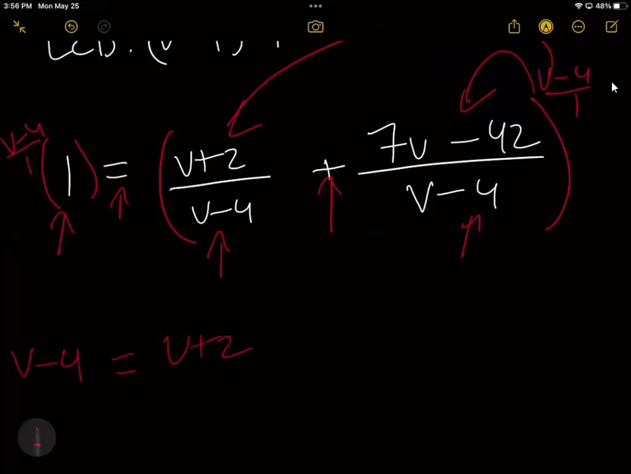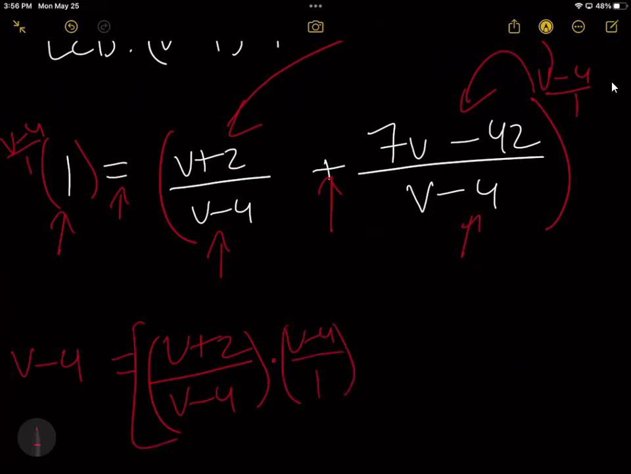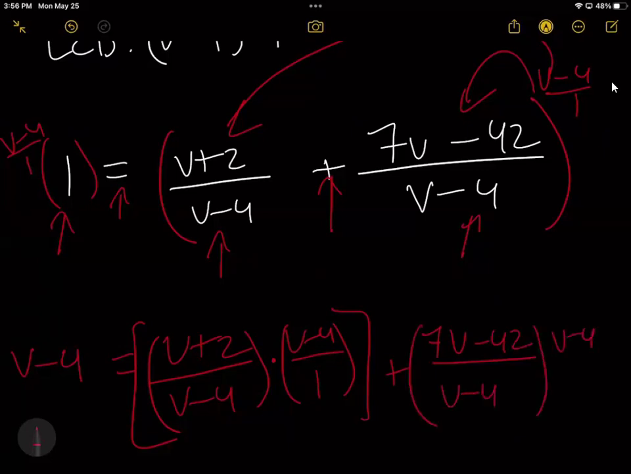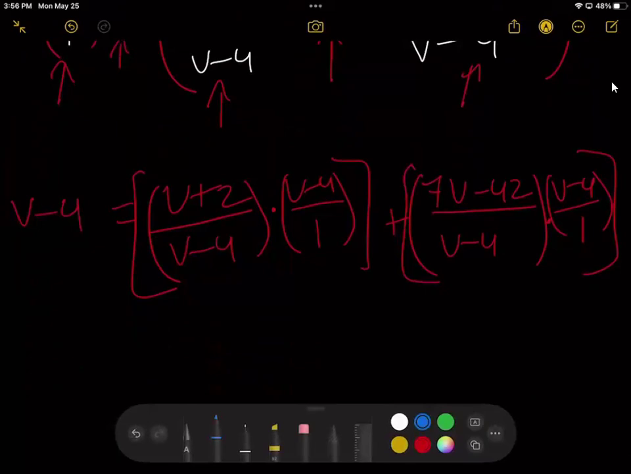Then we have v plus 2 over v minus 4 times v minus 4 over 1. I don't know why I put this all in parentheses. You don't have to do that, but I'm just separating it out so we see that plus sign is in between my two terms. And then this is my other term times v minus 4 over 1, all in these parentheses.